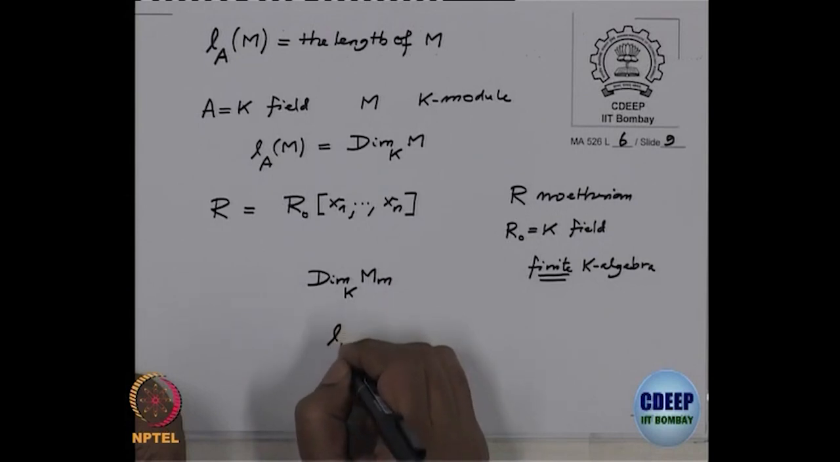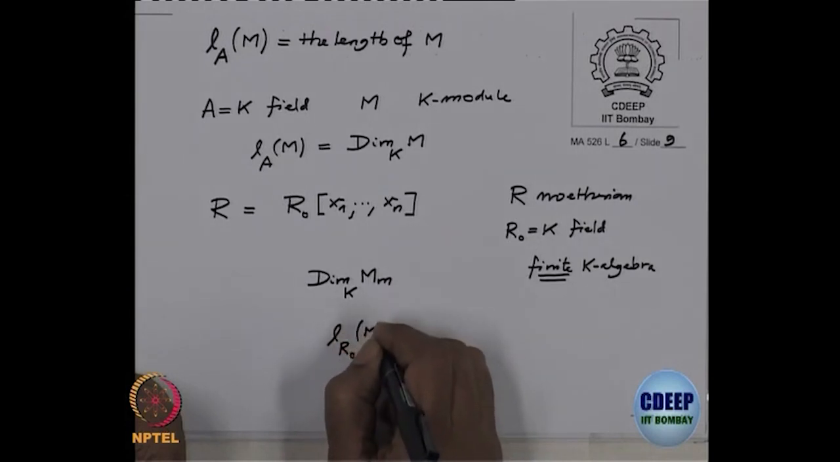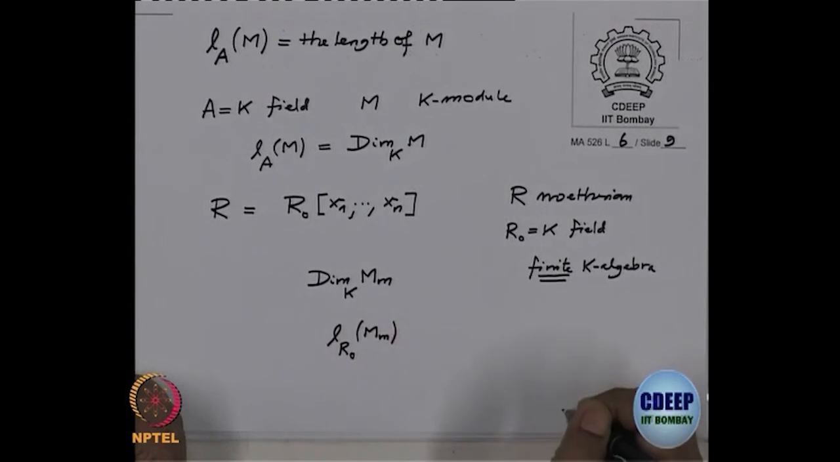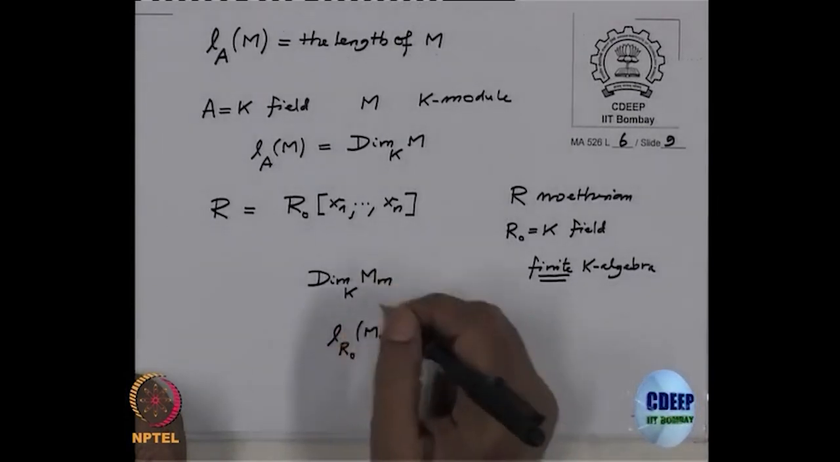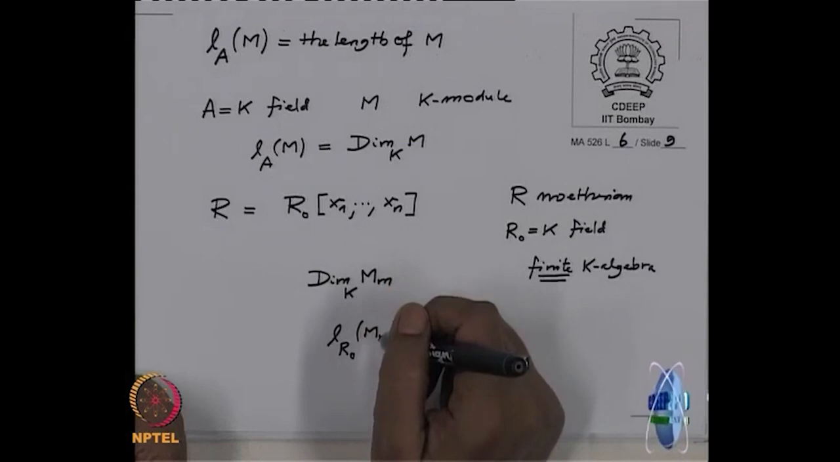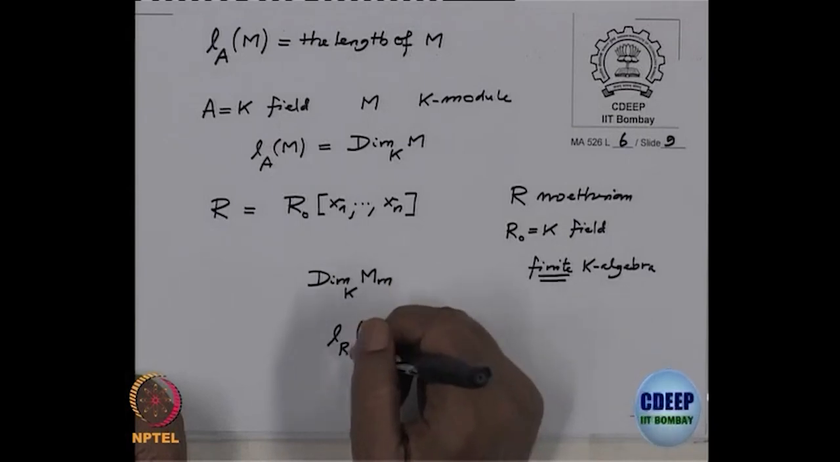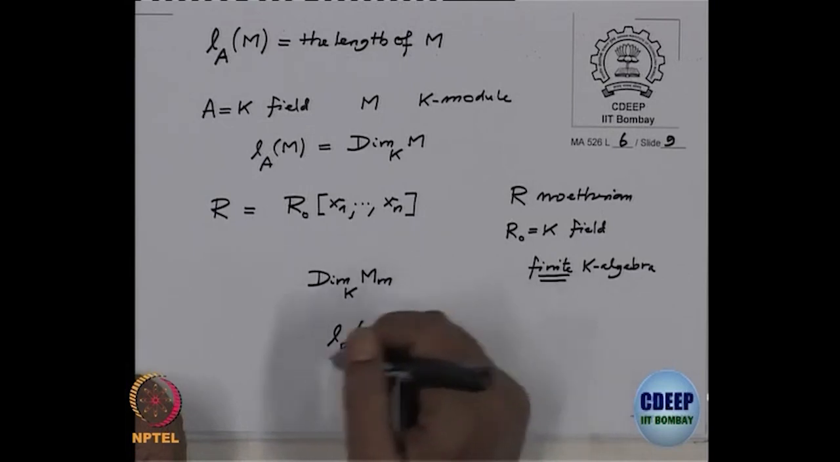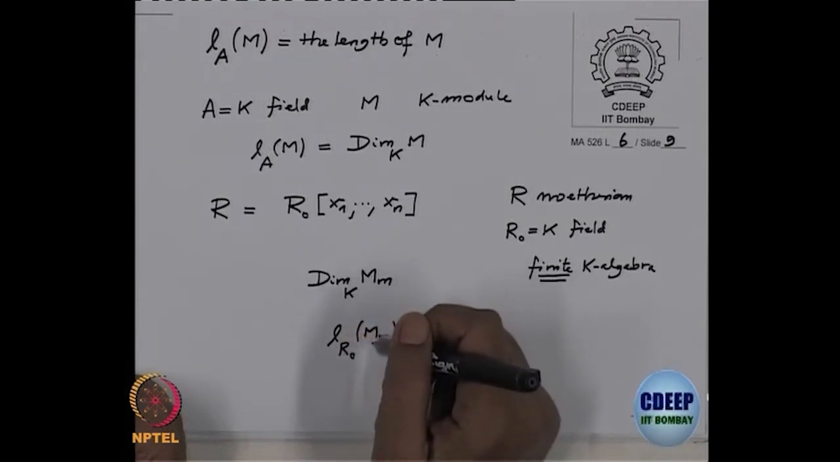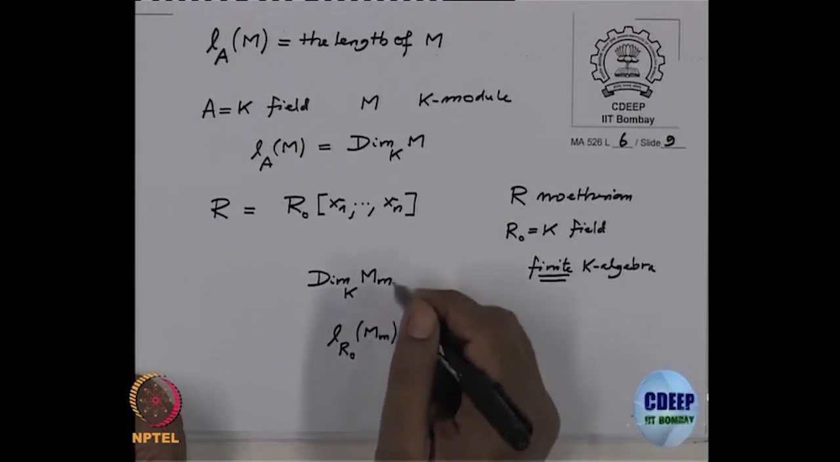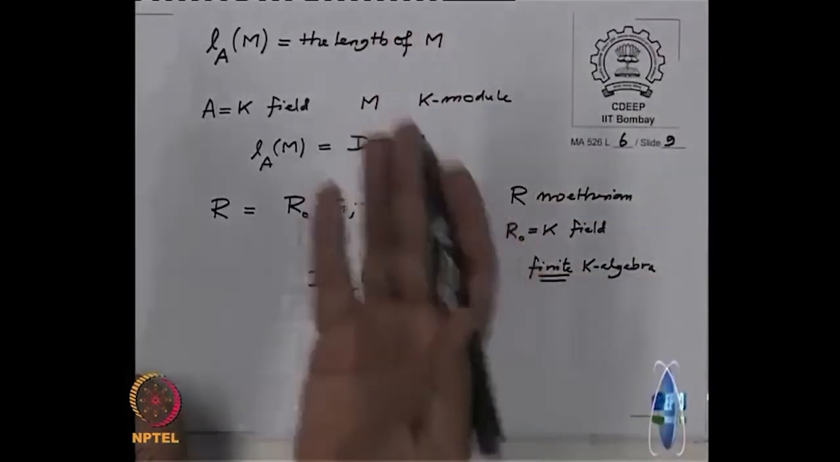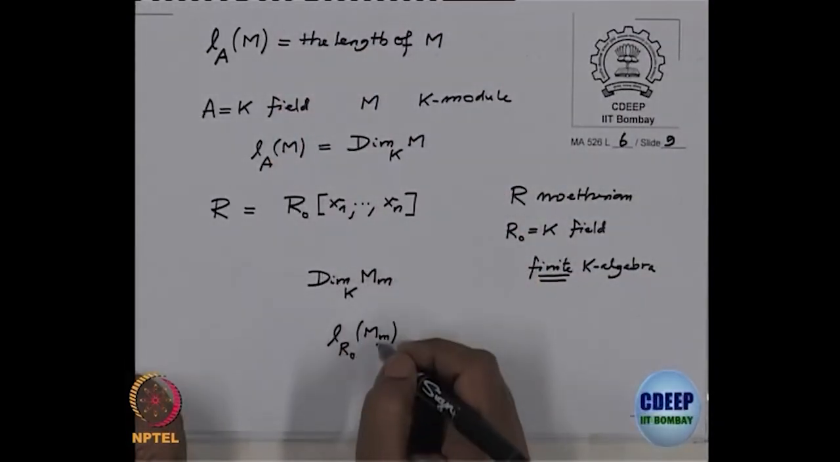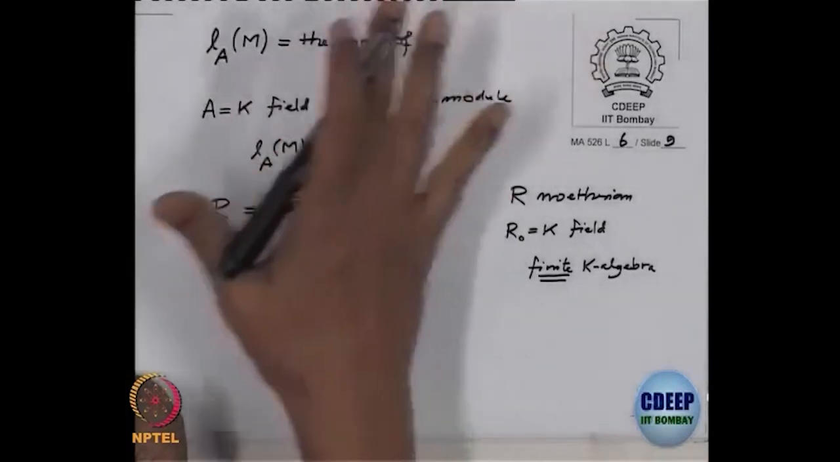If I assume R naught is actually a finite dimensional vector space, then this dimension I will have to replace by the length over R naught. This will make sense because this is a finitely generated module, and R naught is an Artinian ring, so the module is noetherian and also Artinian. Therefore this length will make sense, and in the above theorem everywhere, only in the definition we will have to replace dimension by this length, and all the induction etcetera will go through in the calculation.